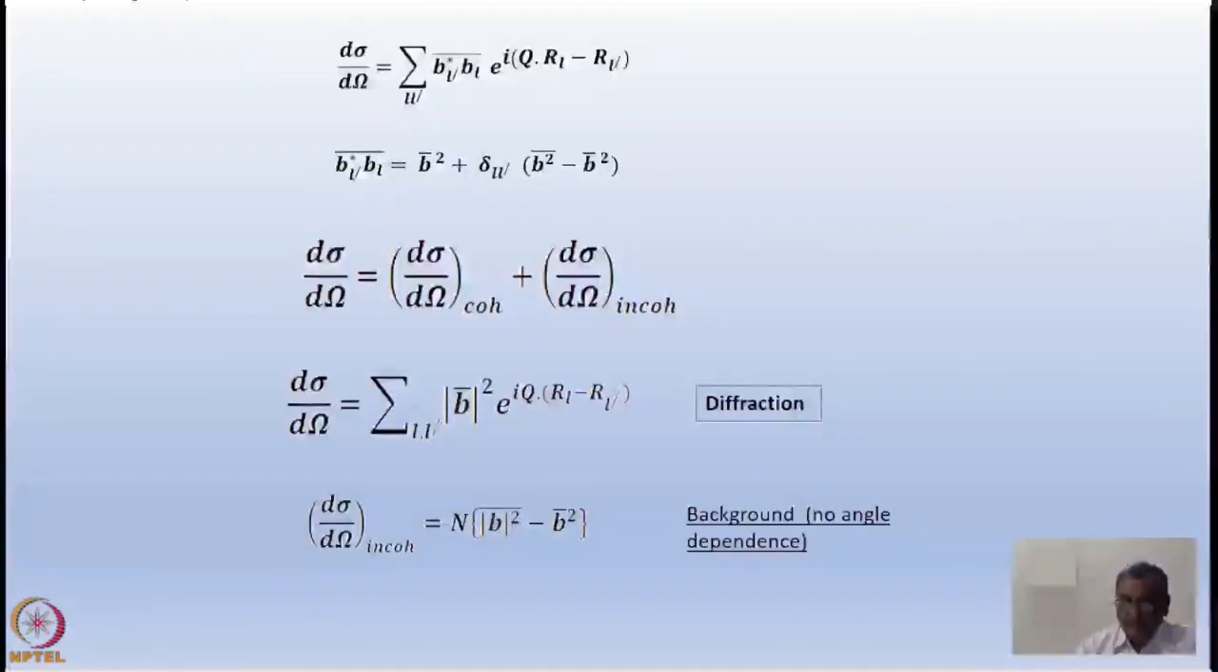So after deriving this, that's what I wrote here. This part is the incoherent part, because it does not have any angle dependence and it depends on the fluctuation around the mean. B square average minus B average square is the fluctuation around the mean value of the scattering length at a site. And the average value of the scattering length, averaged over all the isotopes and spins, gives me the diffraction term.